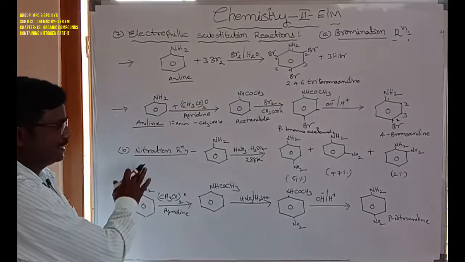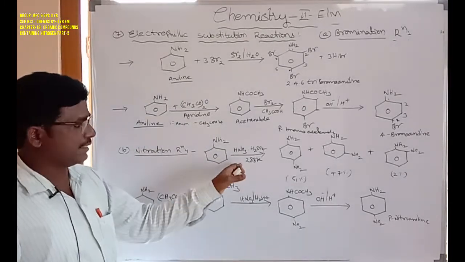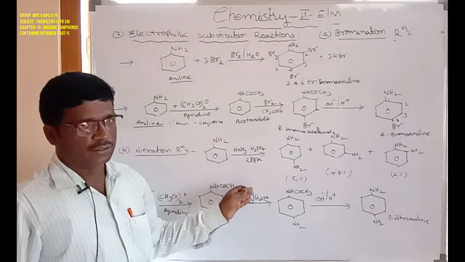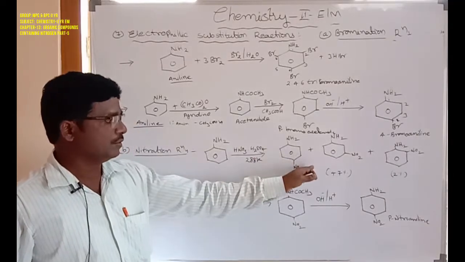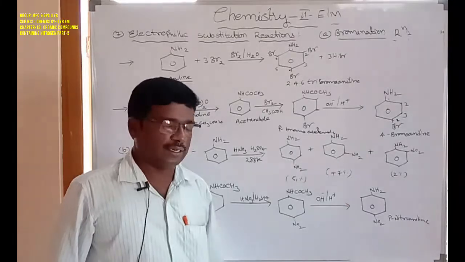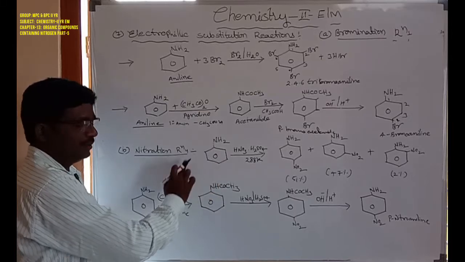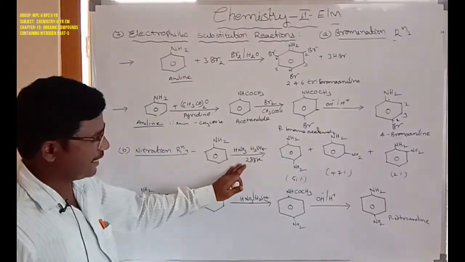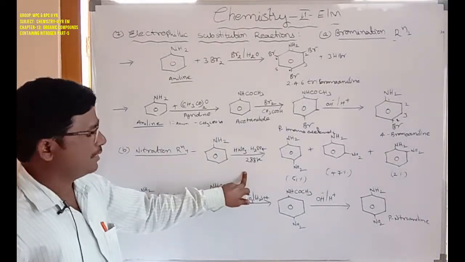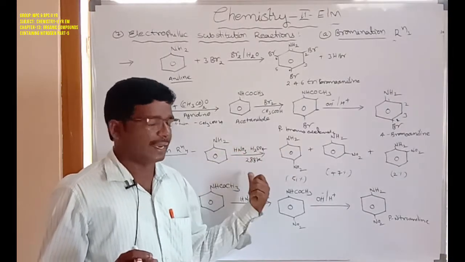Next, another one, the nitration reaction. Here the aromatic primary amine reacts with nitric acid, HNO3, in the presence of sulfuric acid at high temperature, 288 kelvins. Then it forms para-nitroaniline, meta-nitroaniline and ortho-nitroaniline. Here is the nitration reaction. Primary aromatic amines react with nitric acid. The nitration mixture consists of HNO3 and H2SO4. It is also known as a nitration mixture.